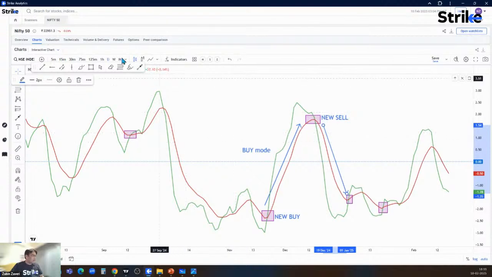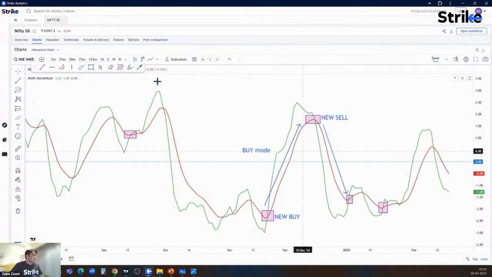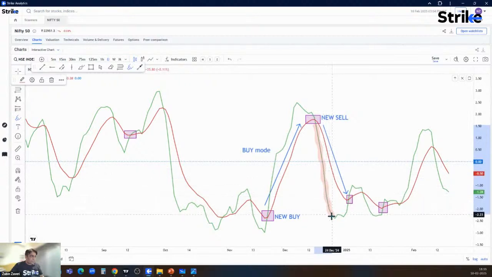And the place between new sell and the new buy, up to this, let me highlight. So in this particular part, when the RMI line is below the red line, all this while the RMI signal will be a sell signal, sell mode only. Is that clear, my friends? I hope you have understood what is RMI, new buy, new sell, buy mode, and sell mode.